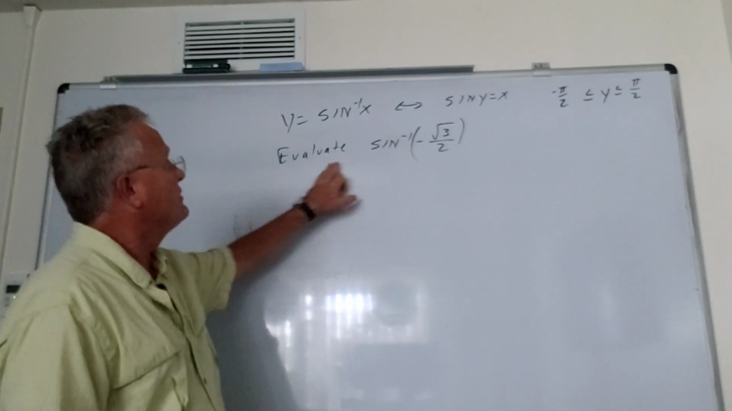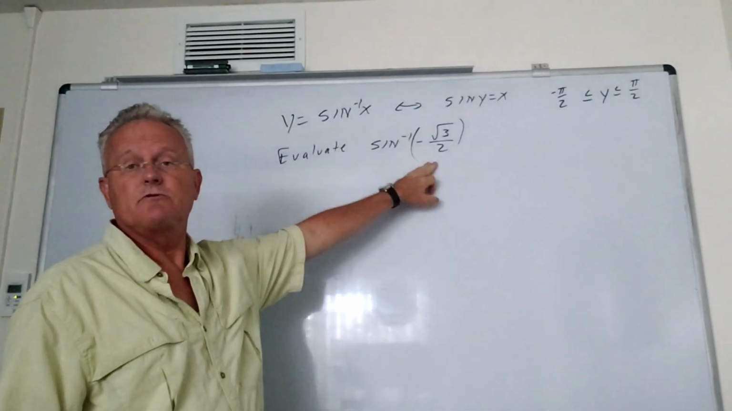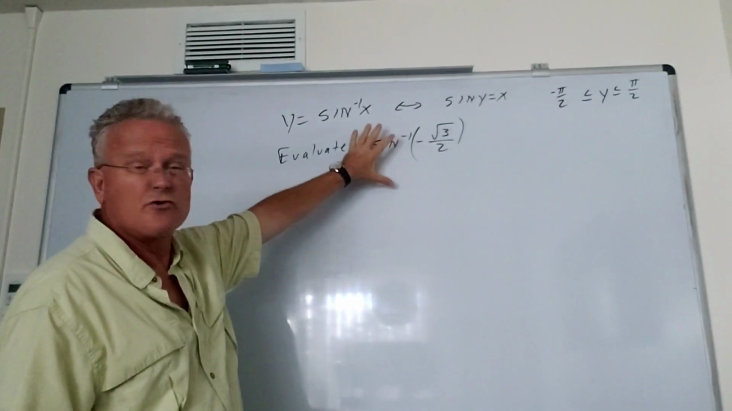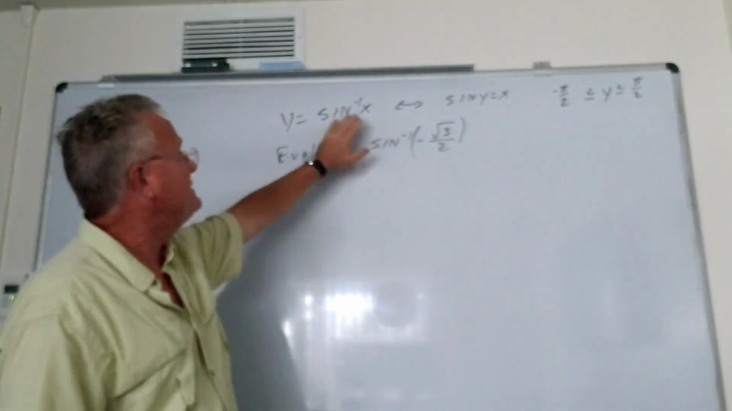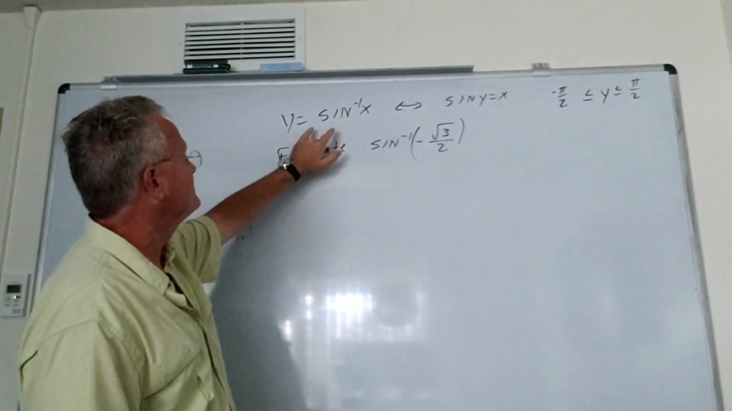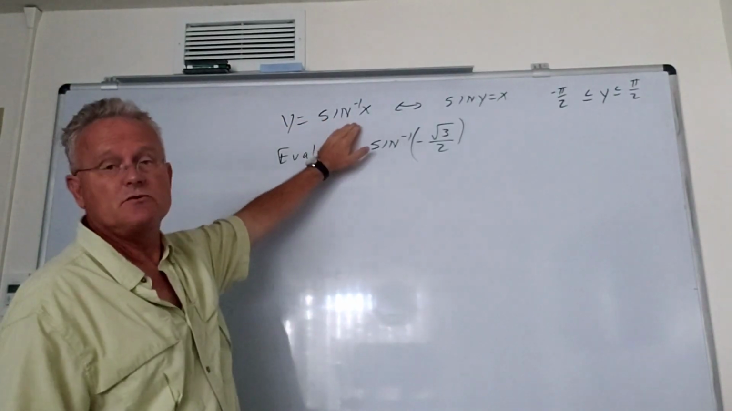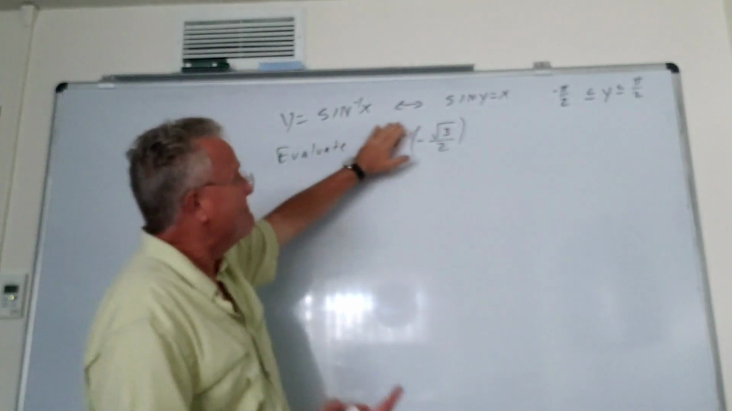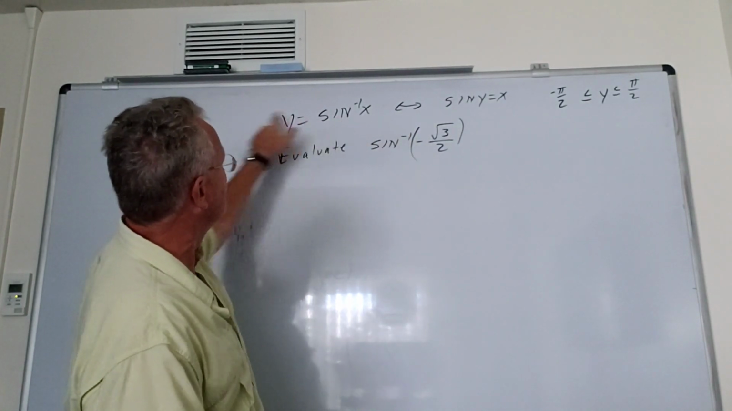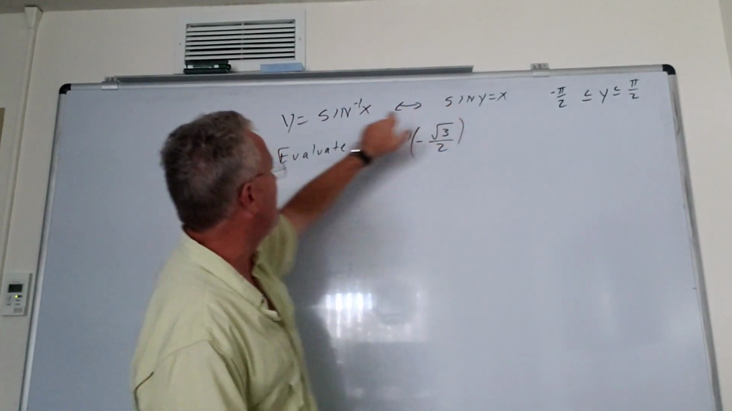Here we're going to evaluate the inverse sine of minus root 3 over 2. But in order to evaluate this, we need to remember the definition of inverse sine. So y is equal to the inverse sine of x. That means if you take the sine of both sides, you get the sine of y.